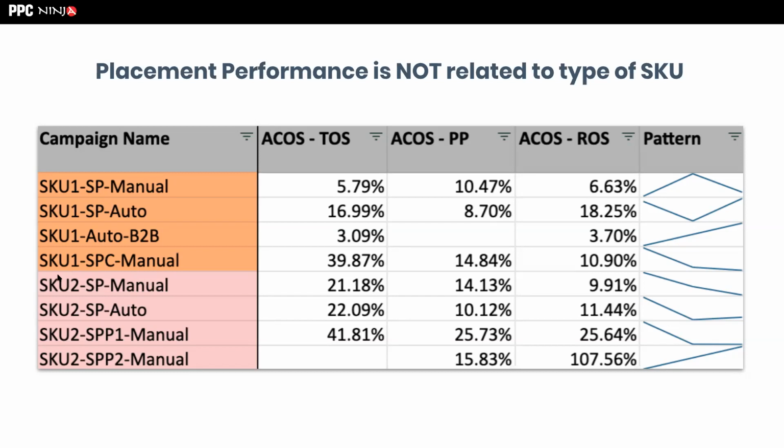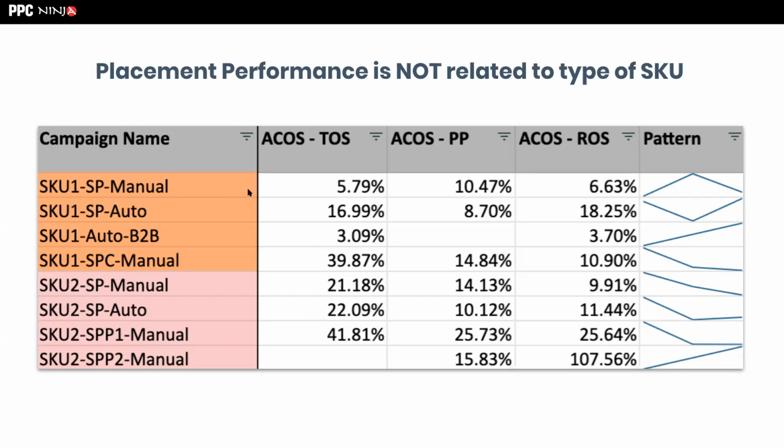I took 2 SKUs, and it's the same example I continued from a few slides ago. For SKU 1, I have 4 different campaigns running. I have a manual, I have an auto campaign, I have an auto which is targeted to business B2B customers, and another one for SPC, which is my category targeting, a new type of manual targeting that Amazon brought out a couple months ago. I look at the ACOS for these 4 campaigns, and look at this. I'm seeing that ACOS for top of search is 5.7, product page is 10.47 and 6 points.